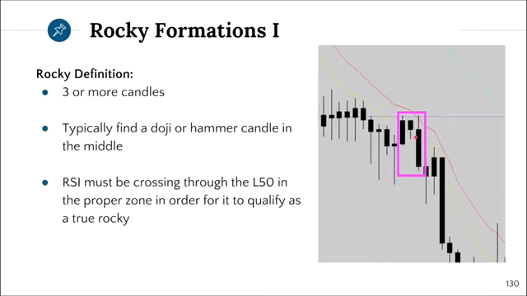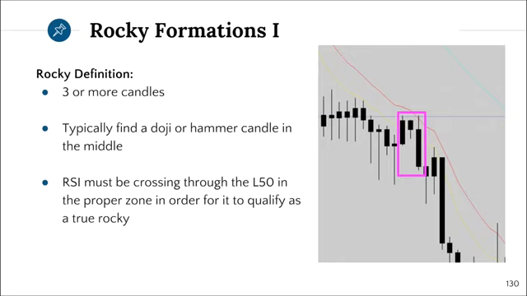So let's get into Rocky formations. Rockies are always going to be 3 or more candles with either a doji or hammer candle in the middle. Rockies and railroads are basically the same thing on paper by definition, because what they both represent is that the accumulation, the consolidation period is over and the trend, the overall trend, is ready to continue.